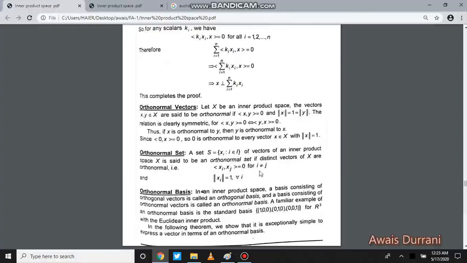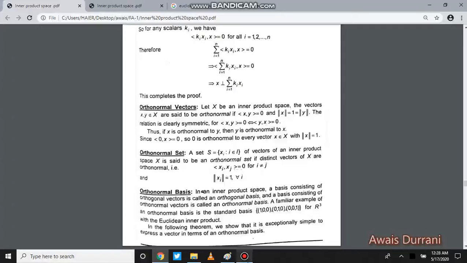But when i is equal to j, and remember that the norm of xi will be equal to 1, no matter whether i is equal to 1, i is equal to 2, or whatever. Therefore they have written that for all i, the norm of xi will be equal to 1. But this will not hold true for the same element. I mean, the inner product of xi with itself must not be equal to 0.